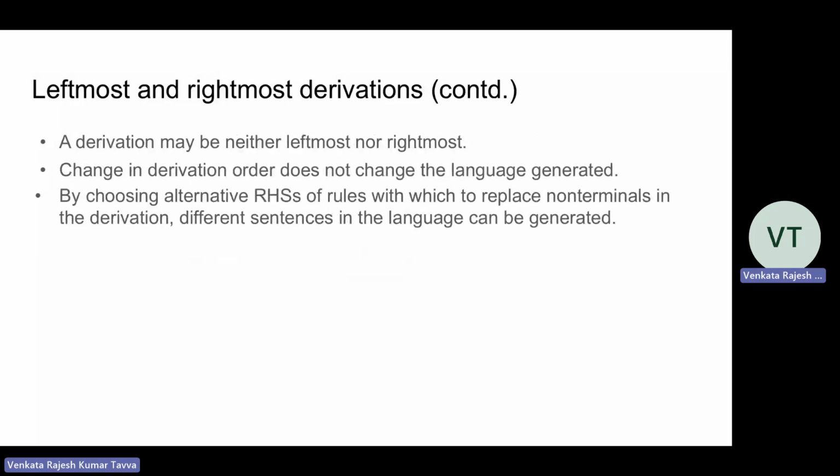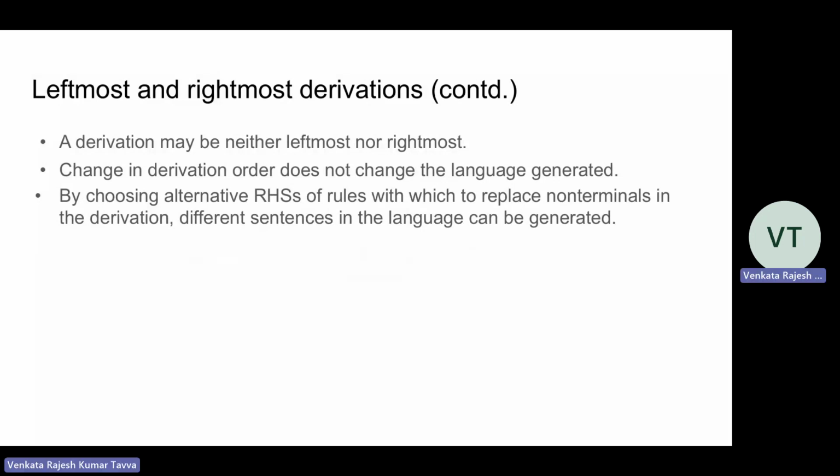A derivation may be neither leftmost nor rightmost, like we saw in the third case. Change in derivation order does not change the language generated. That's what we saw. When you are shifting from leftmost to rightmost, only the order is changing. The rules which you are applying did not change. It is the same parse tree, same rules from the parse tree you have taken, and you are applying the same rules. Only the order in which you are applying these rules has changed. Nothing else changed. So change in order does not change the sentence, does not change the parse tree. Only if you change one of the rules, only then the sentence will change.